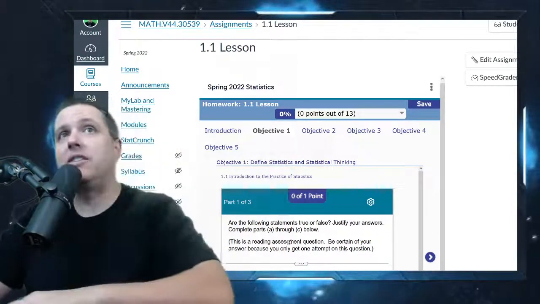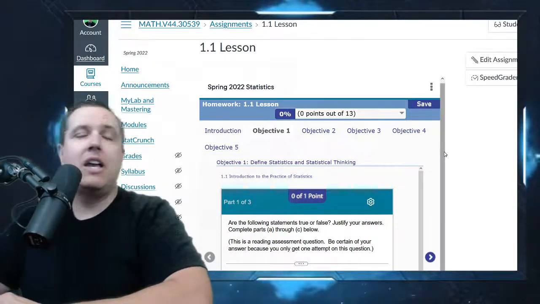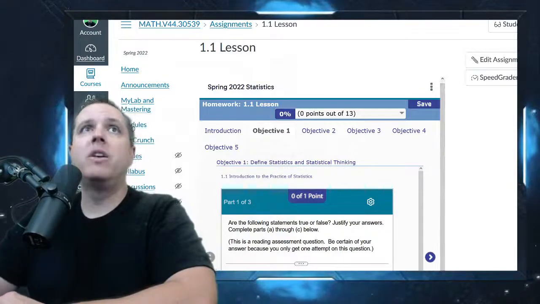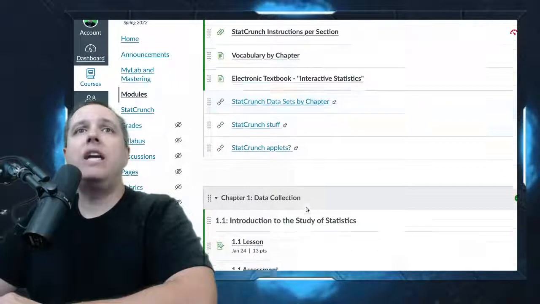Okay, you get points for this. This is part of your homework score. So then you'll go through and complete all these objectives, and then you will have finished the lesson. Then what you're going to do is go to the actual assessment.